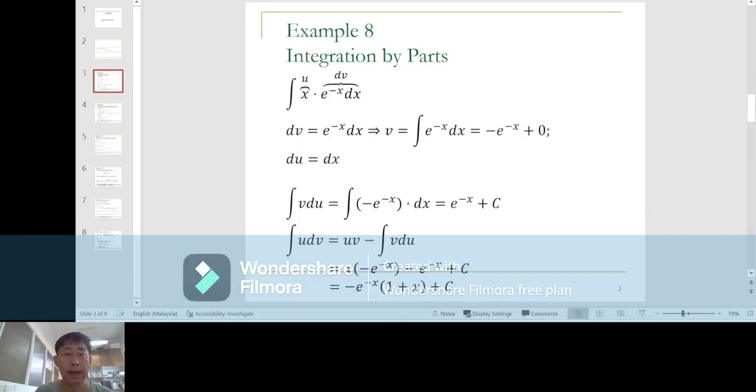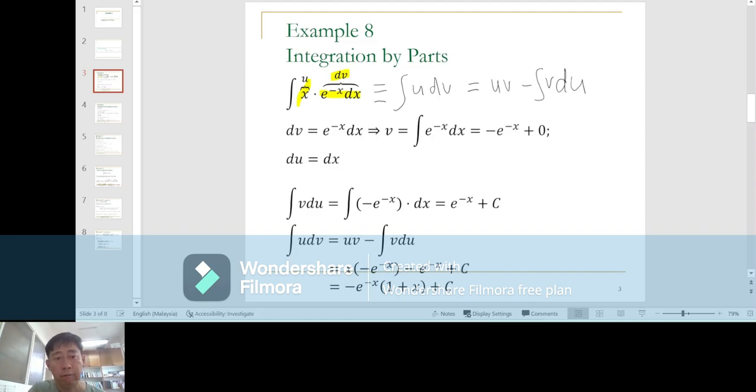As a conclusion, we have shown you how to perform the integration of example 8 by using integration by parts. We first cast the integration into the form of u dv, and the integral of u dv according to the integration by parts method is equal to uv minus the integral of v du. And we have to choose which term in the integrand is to be identified as u and which term is to be identified as dv. Here we choose u to be x in the integrand. e power minus x dx is identified as dv.